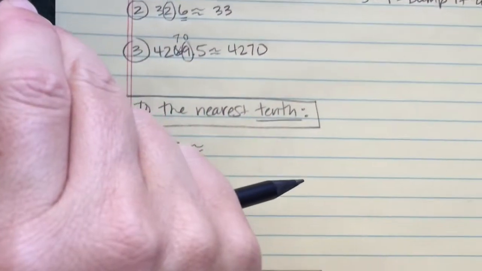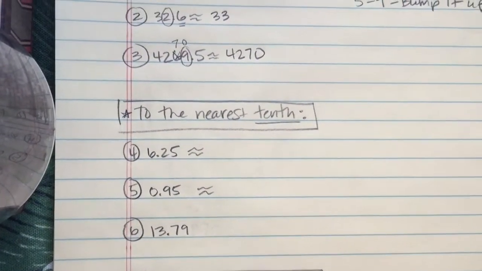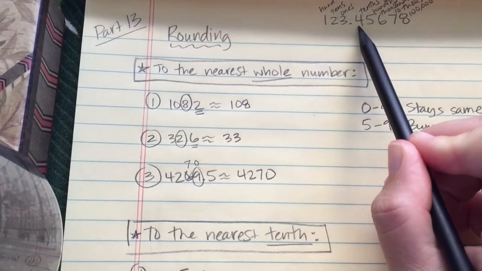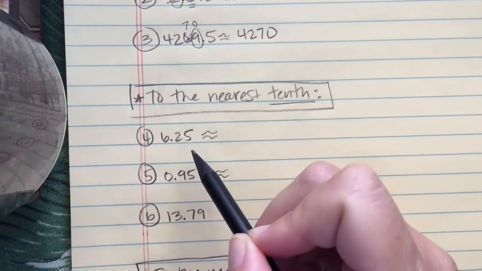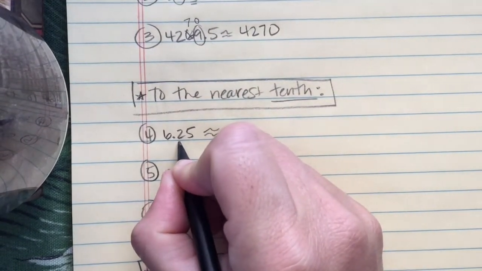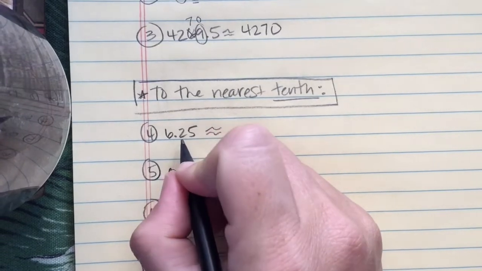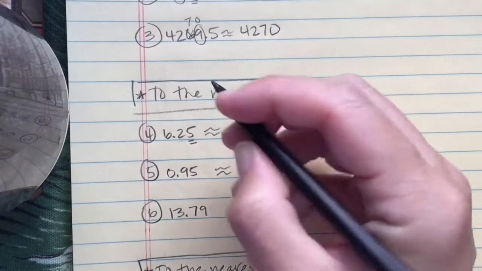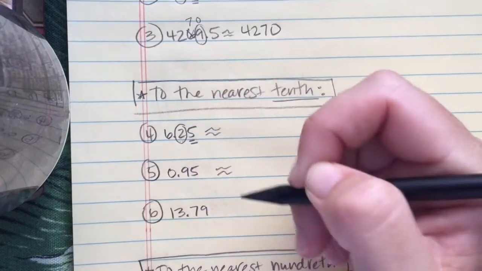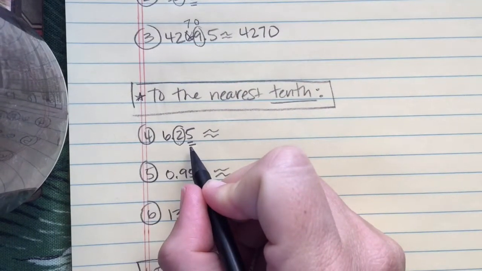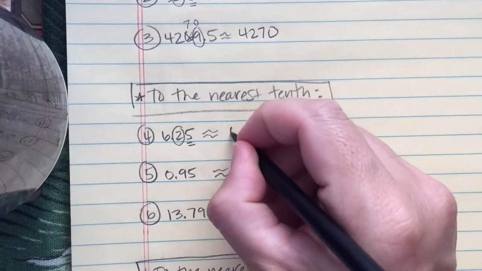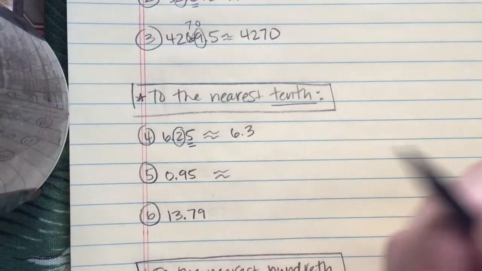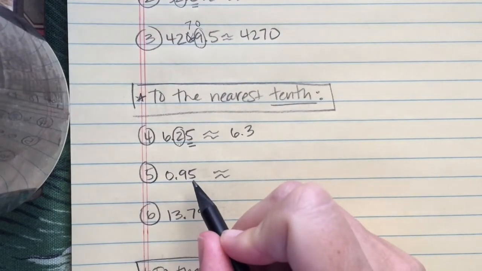Let's do the nearest tenth. The tenths place is the first digit to the right of the decimal. So in this case, the 2 is in the tenths place. If I am rounding to the nearest tenth, I am looking at the number to the right of it. That is going to tell me how I am going to round this number. It's between 5 and 9, so this gets bumped up to 6.3. And when we're rounding, instead of an equal sign, we use these little squiggly equals. All right, see if you can do the next one.